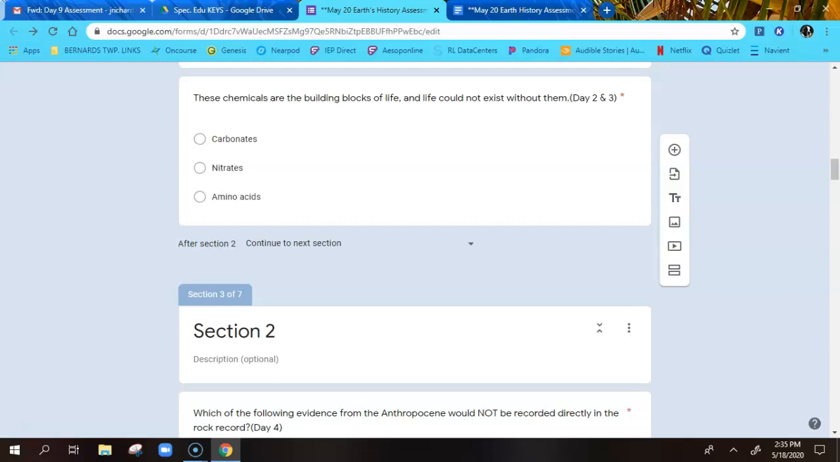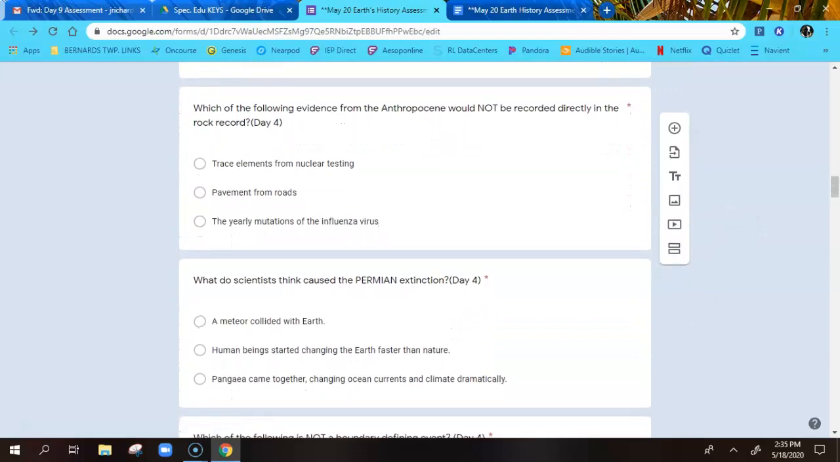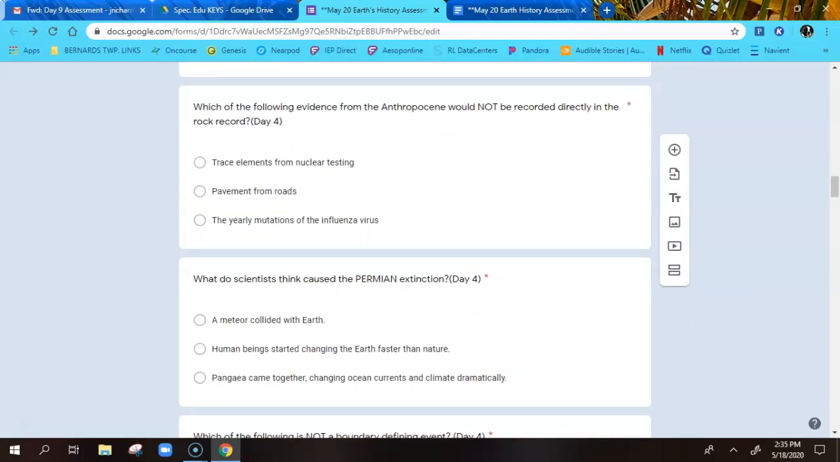So now we are moving on to section 2. Number 1 in section 2. Which of the following evidence from the Anthropocene would not be recorded directly in the rock record? These are from your day 4 notes. A, trace elements from nuclear testing, B, pavement from roads, or C, the yearly mutations of influenza virus.